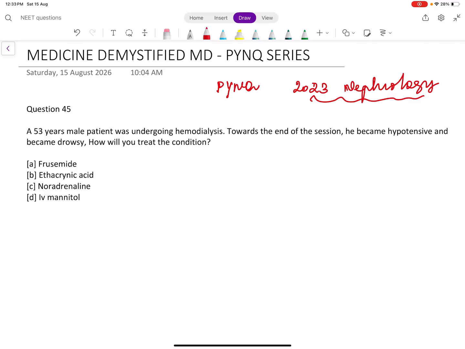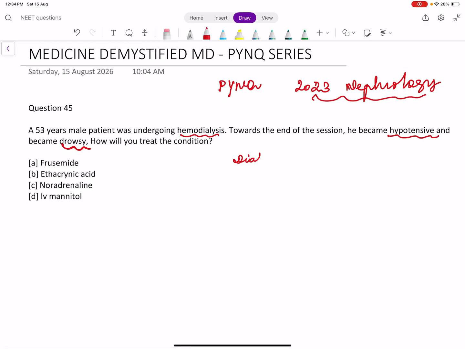A 53 years old male patient was undergoing hemodialysis. Towards the end of the session, he became hypotensive and became drowsy. How will you treat this condition? First, what is this condition? Because at the end of hemodialysis, we remove most of the fluid, most of the electrolytes. So we develop something called dialysis disequilibrium syndrome, DDS.